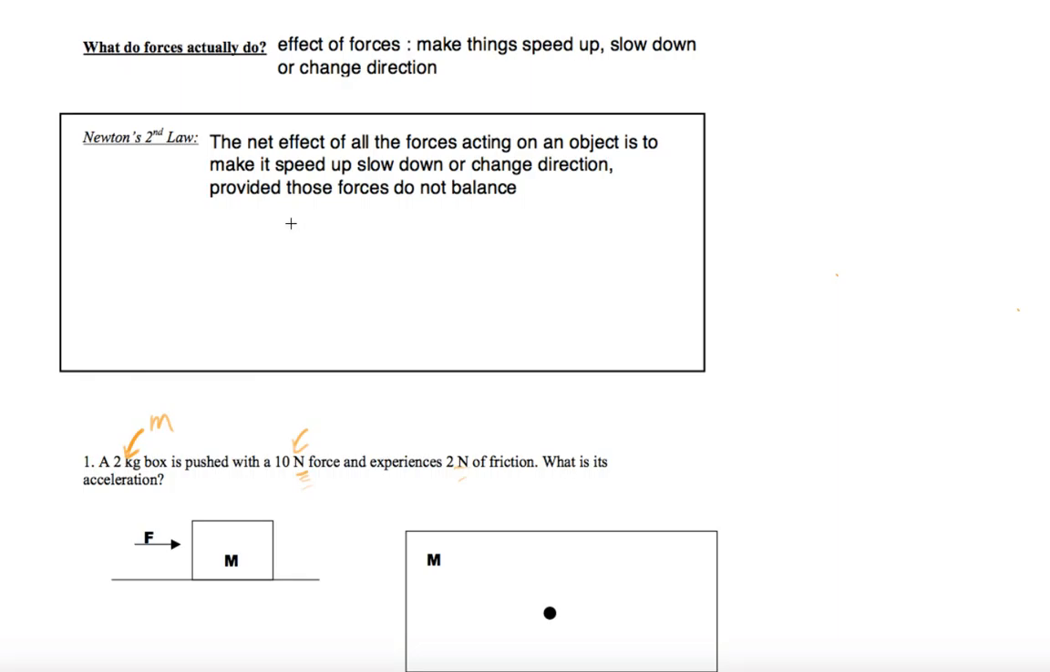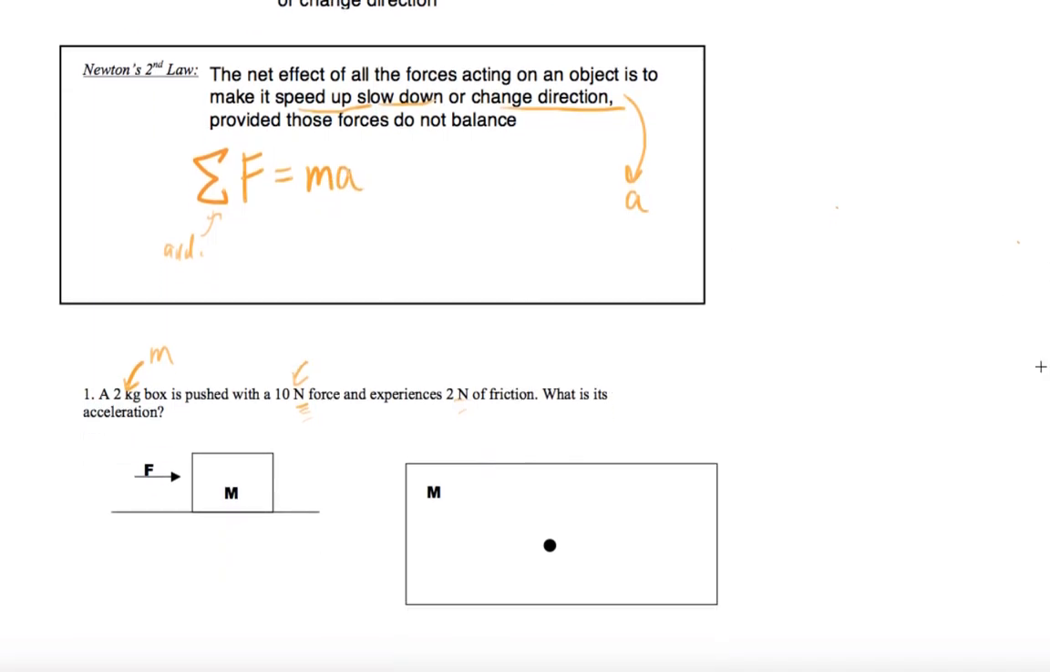And by the way, as we write Newton's second law numerically, this speeding up, slowing down, changing direction, there's a word for that. It's called acceleration. So to write this law mathematically, what we want to say is that the effect of all the forces, meaning you add them up, this means addition from your math classes, and the effect of all those forces acting on the object is that it makes the object, that's mass, accelerate. They don't balance. So in this case, let's draw the forces.